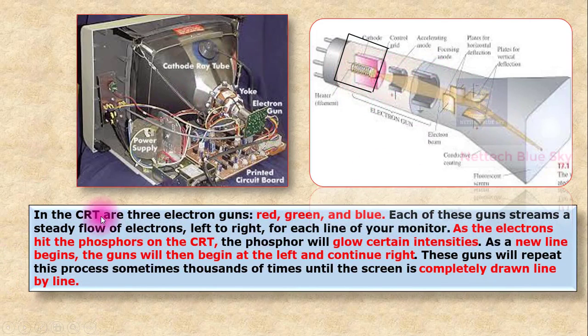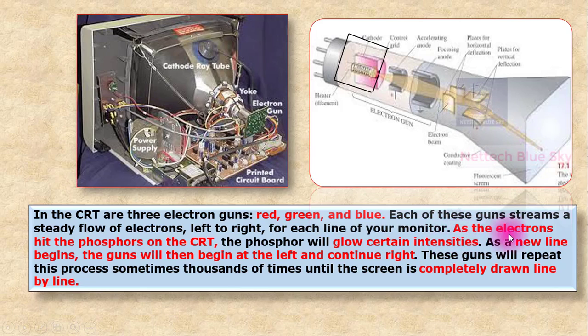I'm showing here that in the CRT there are 3 electronic guns: red, green and blue. This is the color technology shown here. Each of these guns trains a steady flow of electrons. Steady flow of electrons means every gun flows electrons left to right, and up to down. For each line of your monitor it goes left to right, and this creates your pictures.